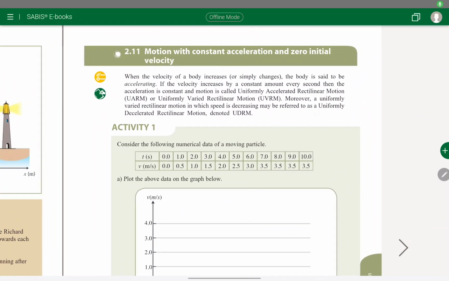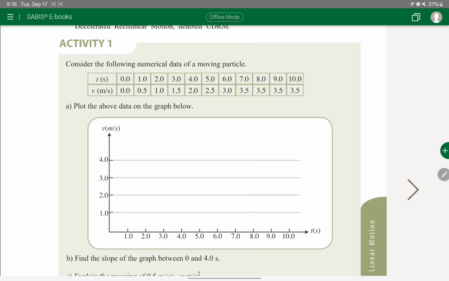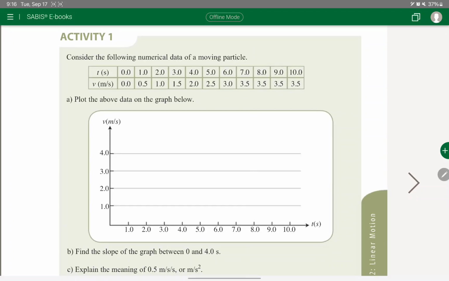This is now about the second video about section 2.11, motion with constant acceleration. Remember, acceleration means increasing the speed with zero initial velocity, meaning initially it was not moving. So it's telling me activity 1. Let's plot this graph. I'm going to plot it.